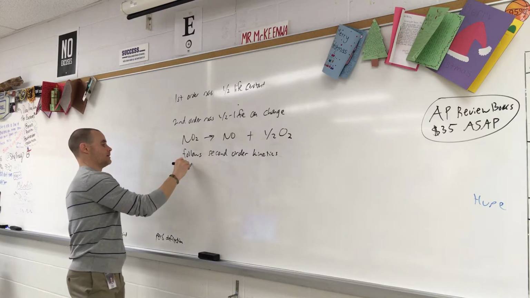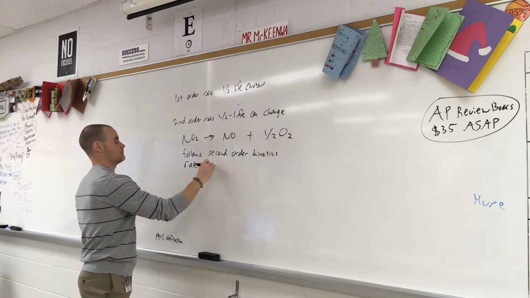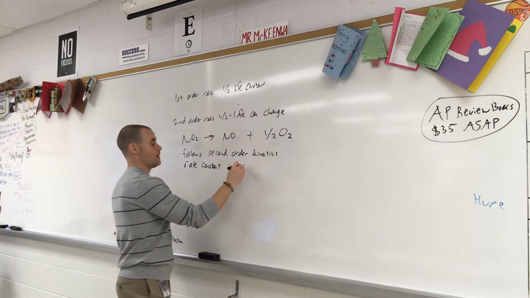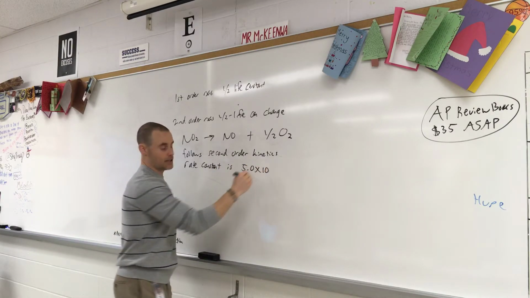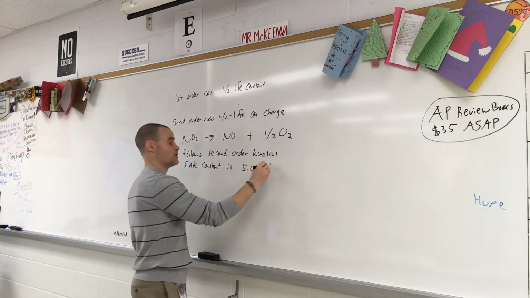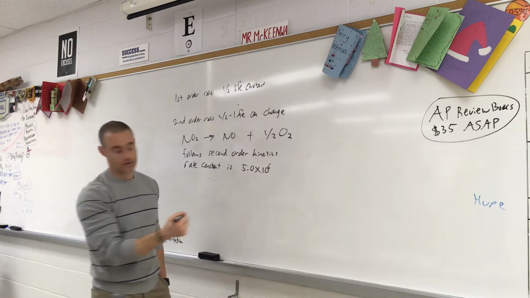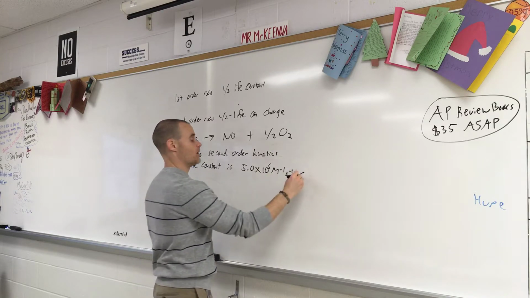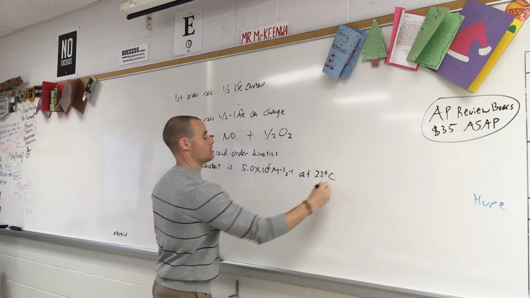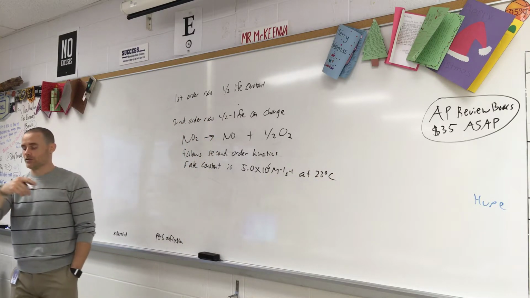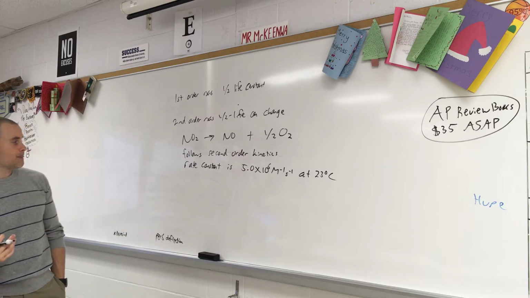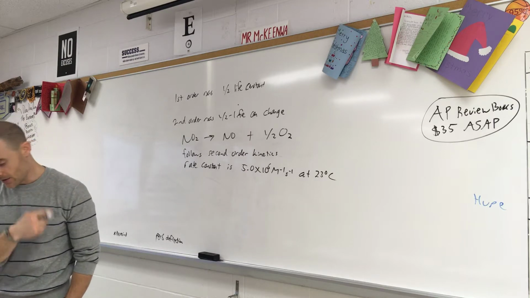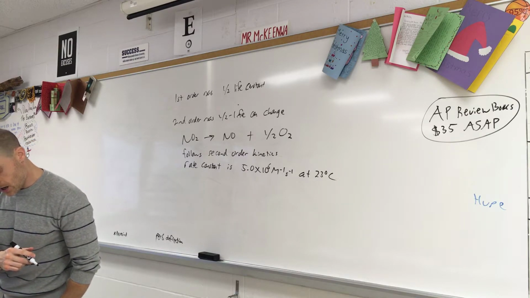The rate constant is 5.0 times 10 to the 6, which is enormous, at 23 degrees Celsius. So it tells you second order, so then you know what equation to use, and you know the relationship of the rate and the concentration. It gives you the rate constant.